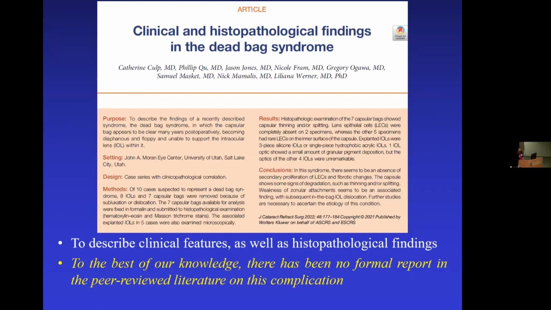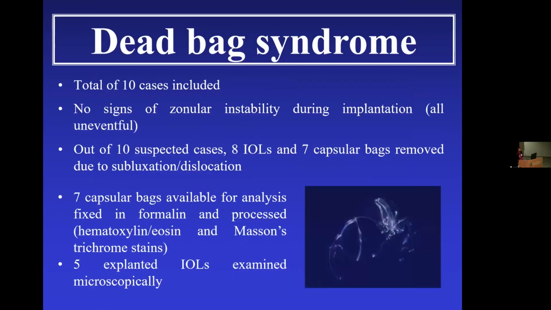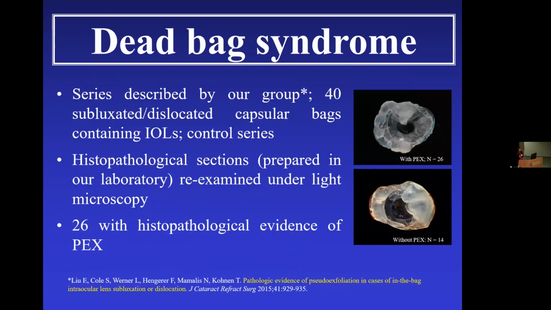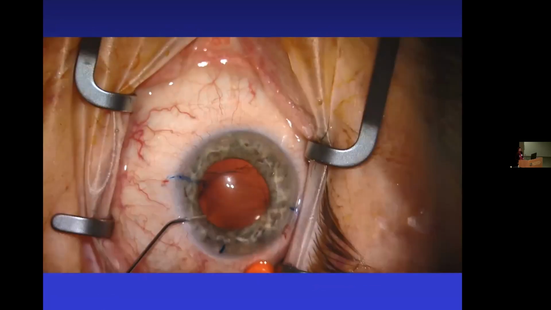We published the first paper last year in the JCRS, including 10 cases. We had 8 IOLs to check and 7 capsular bags. You can see here how clear the capsular bag can be. We provided complete histopathological evaluation of the capsular bags and 5 IOLs, and compared those findings with that series from Germany with and without pseudoexfoliation.